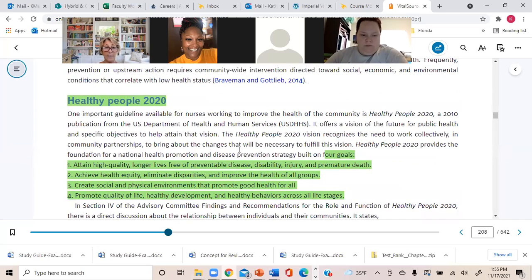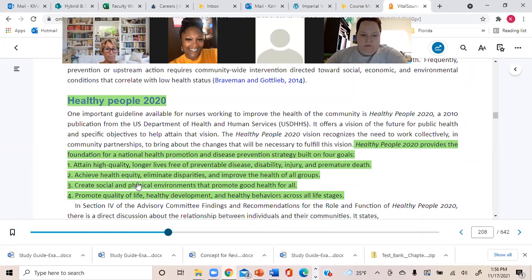Healthy People 2020 is in this format in this chapter, but it's here, page 208. They have 4 goals right here. Healthy People 2020 provides foundation for national health promotion and disease prevention based on 4 goals. Community assessment, attain higher quality, longer lives free of preventable diseases, disability, injury, and premature death. Okay, achieve health equity, eliminate disparities, improve the health of all groups. Put these on a card.